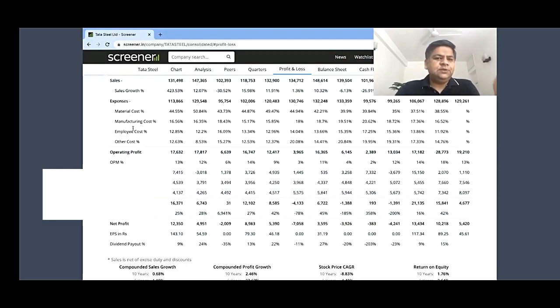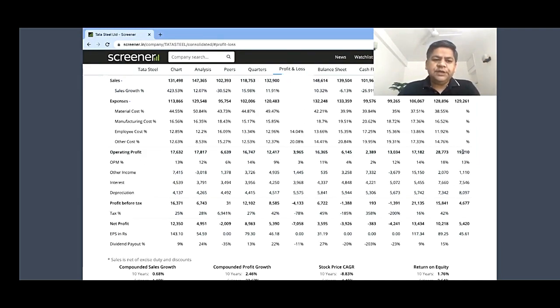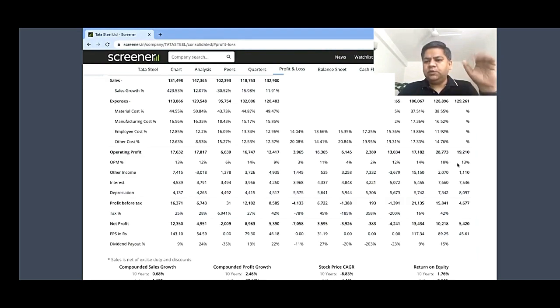So expenses you understand, OPEX. Then OPM percentage is what they calculate as the operating profit divided by the total sales, so that's how they calculate the percentage. What I mean to say is that 1,48,000 sales and 19,000 operating profit will be 13%. 13% of 1,48,000 will be 19,000 crore only.